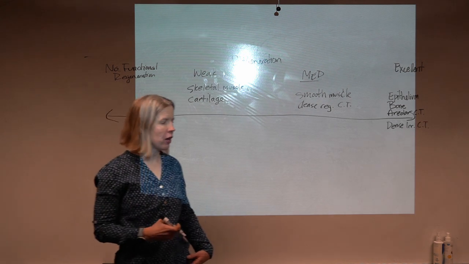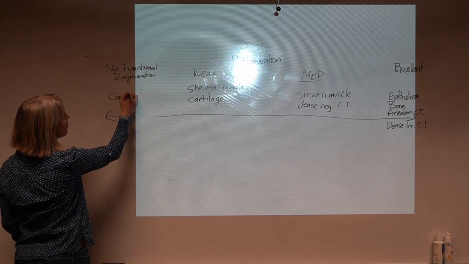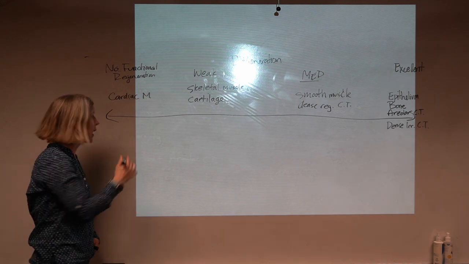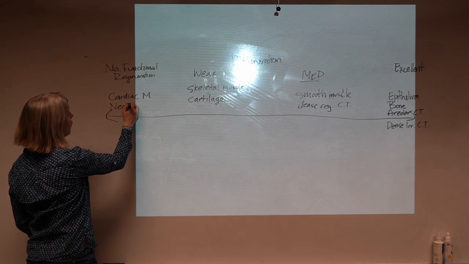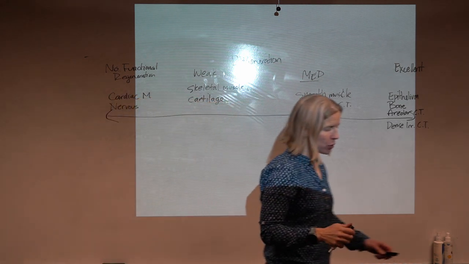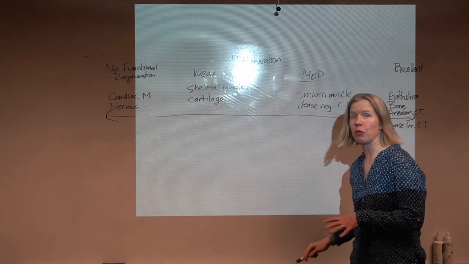What you're going to get here is scar tissue, and the classic examples here, cardiac muscle. So we were talking about the outcomes of a heart attack, and then also nervous tissue, right? If you think about a spinal cord injury, those have a very difficult, if at all, ability to repair themselves.